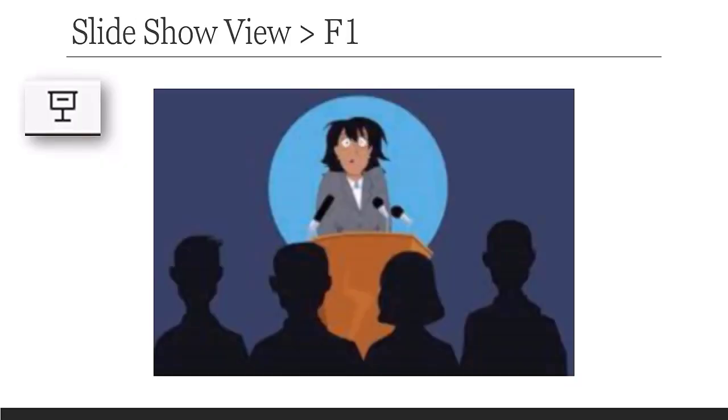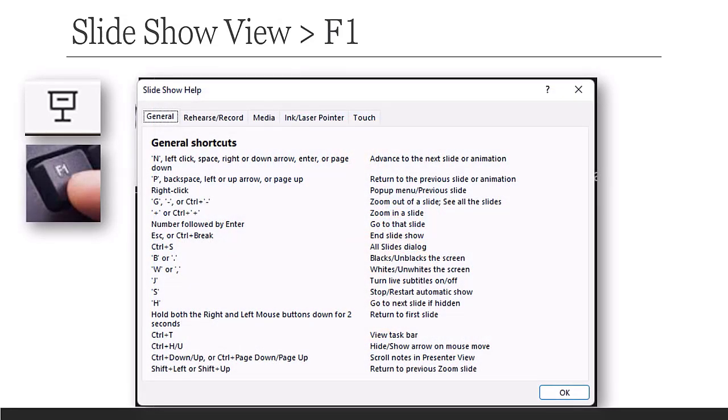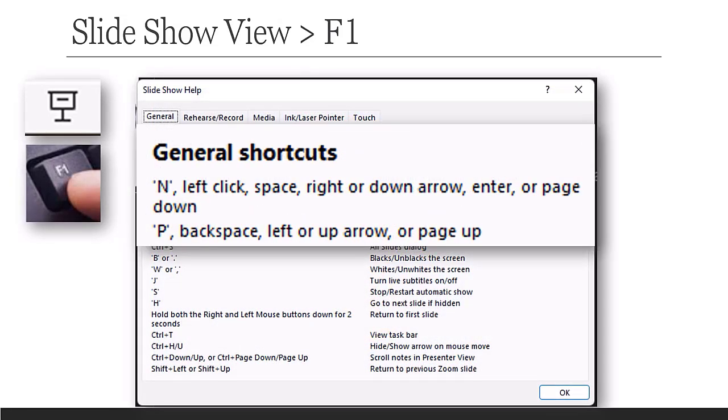PowerPoint knows you might be a little nervous when presenting and might forget how to advance the slides. In Slideshow View, hit F1 to see shortcuts like on the keyboard, you can hit N, space, right arrow, down arrow, enter, or page down to advance the slides. On the mouse, just left click. You can also see options for going back to the previous animation.